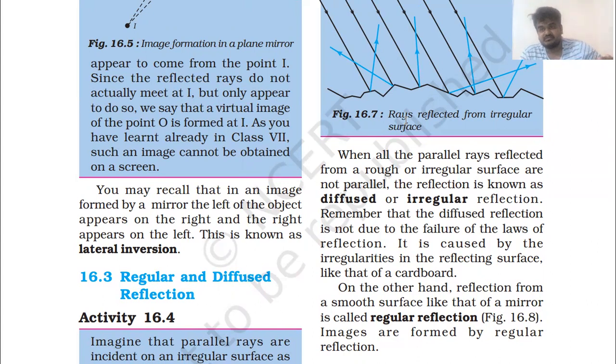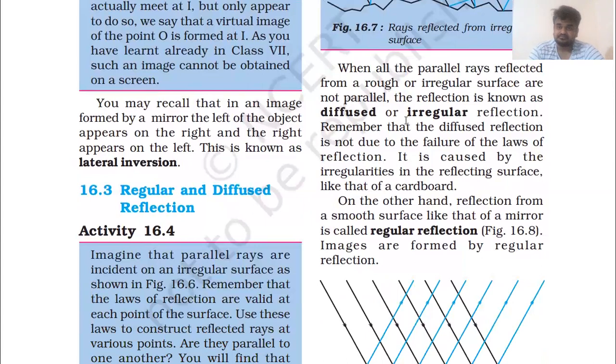This cardboard has a flat surface, and with your naked eye you will see that the cardboard is very flat. But if you observe this cardboard with the help of a microscope, then you can realize that this is not a regular surface. It is a very irregular surface. Now we have discussed irregular reflection, so let's go to regular reflection. On the other hand, reflection from a smooth surface like that of a mirror is called regular reflection.